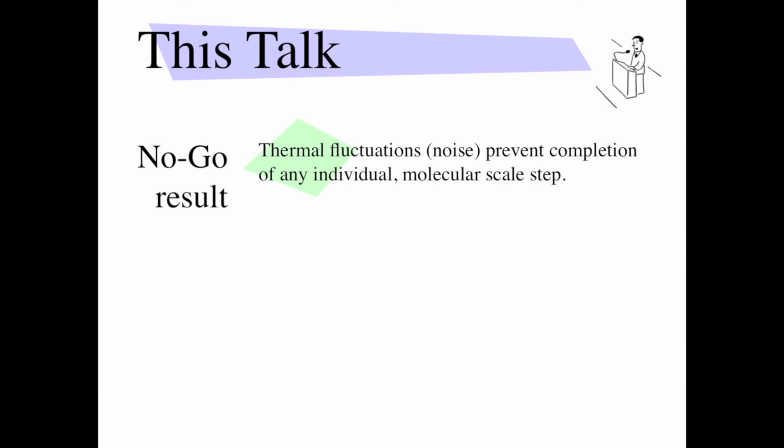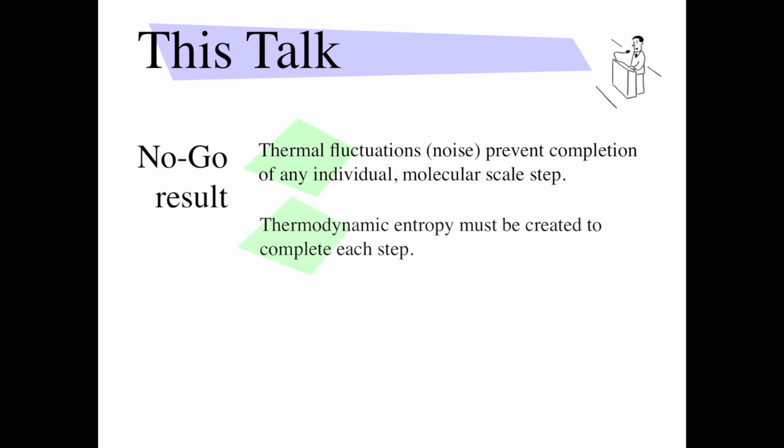The no-go result asserts that thermal fluctuations, or noise, prevent completion of any individual molecular scale step. Rather, thermodynamic entropy must be created to complete each step. The amount of entropy created is shown in the formula. It is related to the logarithm of the odds of successful completion of the step. That's the quantity O fin.